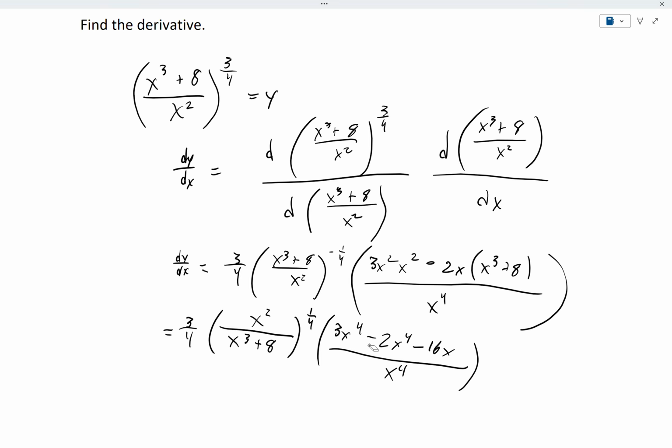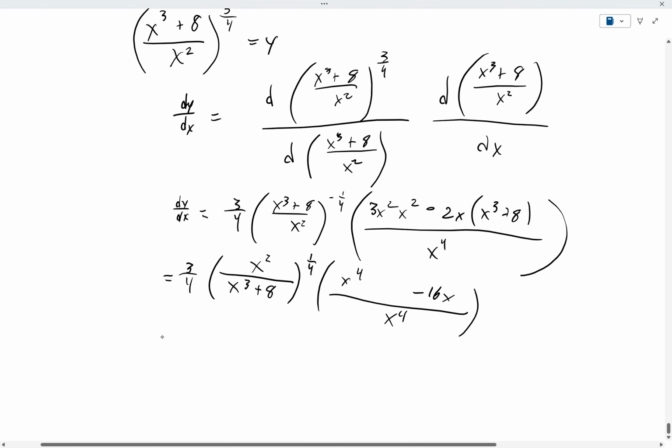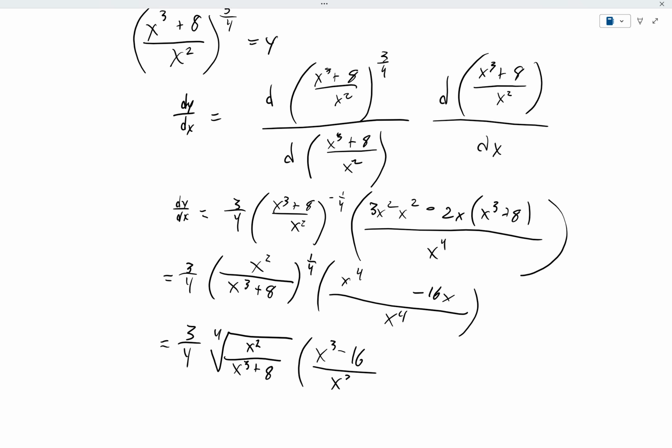However, 3x to the 4th minus 2x to the 4th, well, that's just 1x to the 4th. So now I can rewrite this one final time, and I'll get 3/4 times, I'll write this as the 4th root of x squared over x to the 3rd plus 8, times, what if I factor an x out of the top and bottom and cancel them? Well, I can do that. x to the 3rd minus 16 all over x to the 3rd. So this is the final function right here that is the derivative of the original.